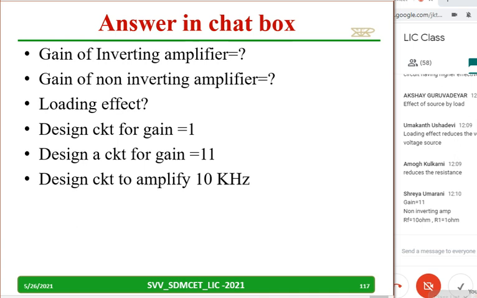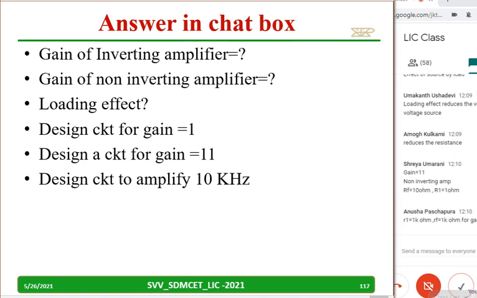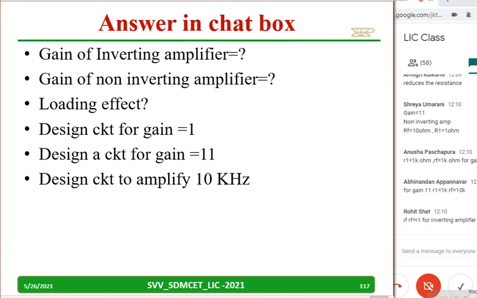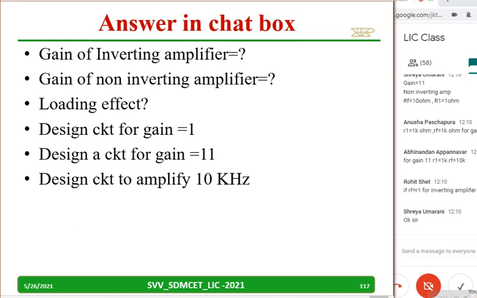Shreya Umrani is telling, sir, for 11 take a non-inverting amplifier with RF equal to 10 ohm, R1 equal to 1 ohm. Thank you, Shreya. You be here after the class. I will talk to you. Anusha is telling the same. Rohit Shet is telling, I use an inverting amplifier. I didn't understand whether he's telling for gain equal to 1; RF equal to R1 means he's talking about 1. Okay, Rohit Shet, correct, but I don't want any phase shift.